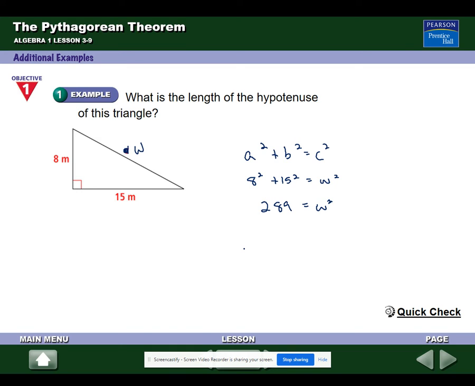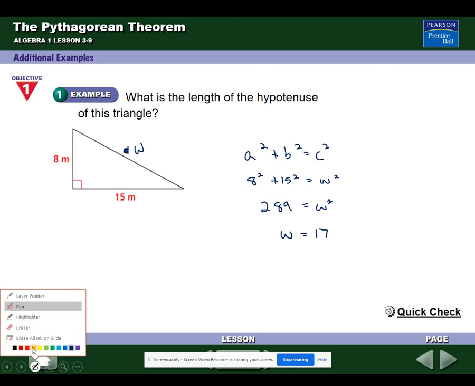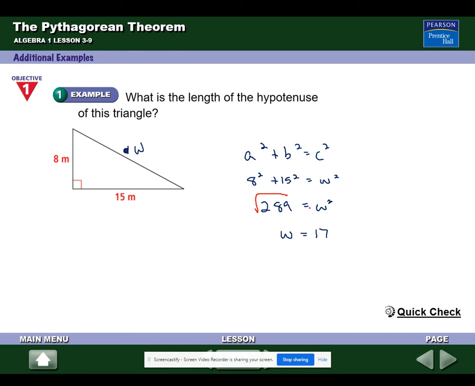The undo operation for squared is square root. That's why we covered that in a recent previous lesson. So w is going to be equal to 17. When you take the square root of both sides, that's what I would have done there. Square rooting here gives you w, and the square root of 289 is 17. That means this is an 8 by 15 by 17 right triangle, and that would be in meters.